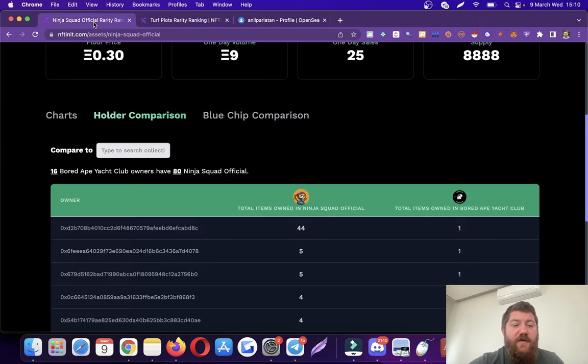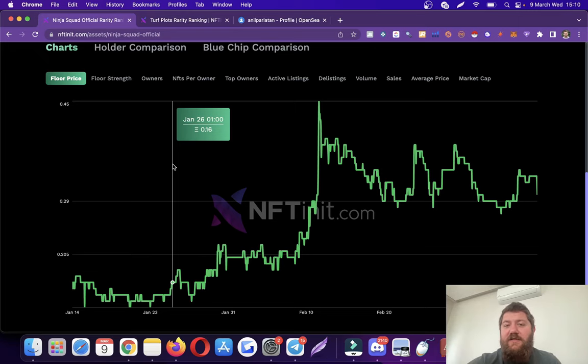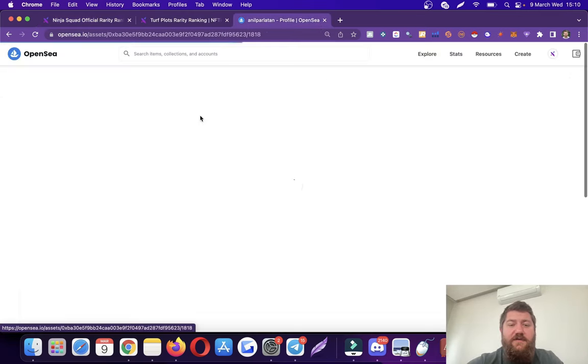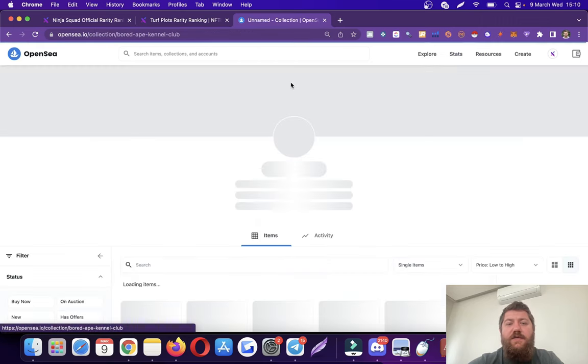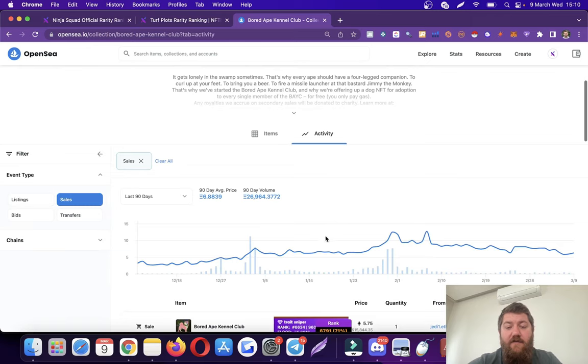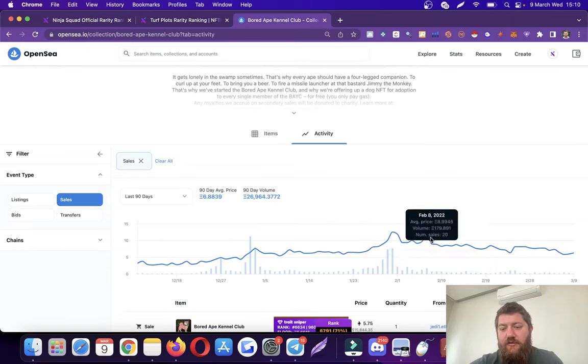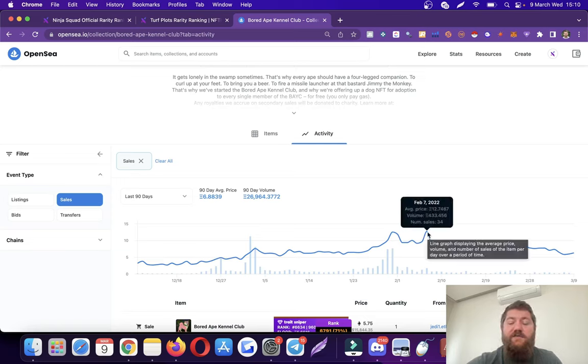And then let's switch back to Ninjas and go to charts. This one shows you the historical price chart. So one issue with OpenSea is OpenSea actually doesn't show you the historical prices. What you see here is the average price chart, right? So this is not the floor price. Average price might be high here because maybe that day a couple of very expensive NFTs were sold. However, this doesn't actually tell you what the floor price was at that point.